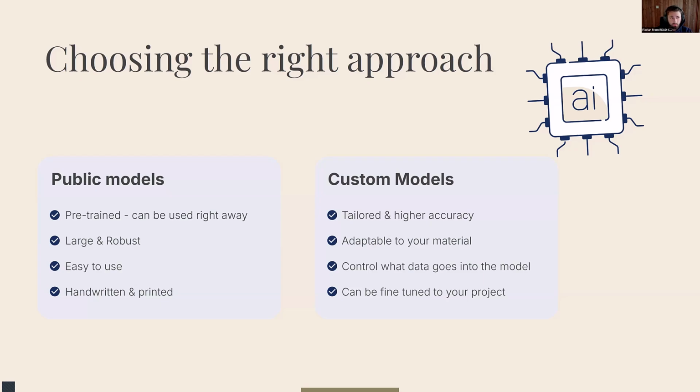And today the focus is on custom models. When you train your own model, you can achieve higher accuracy. You can tailor those models to your material, so they are highly adaptable, and you can control what data is in that model. As you're training the model, you're really the owner of that model and can directly define what data is in it, so you have a more controllable output and can fine-tune the model to your project.